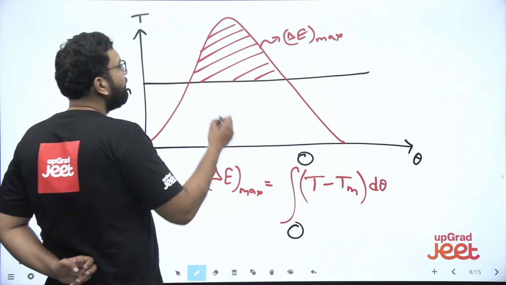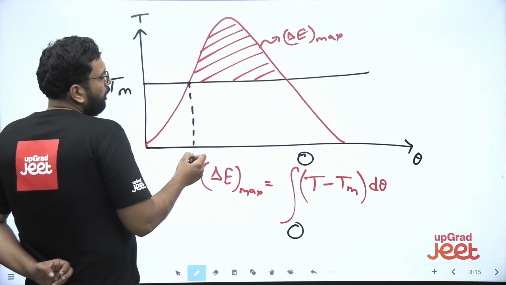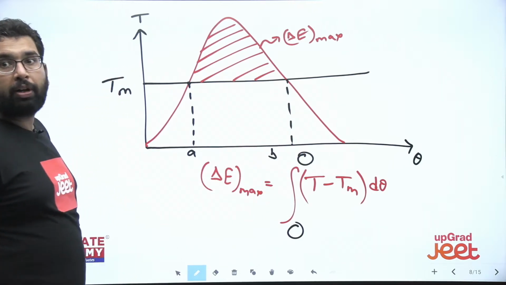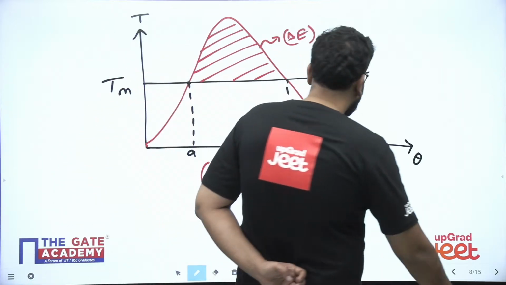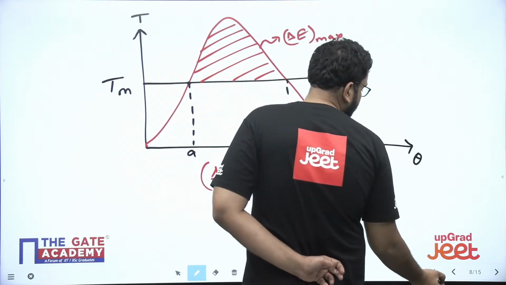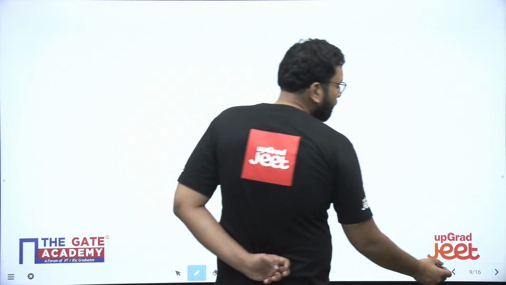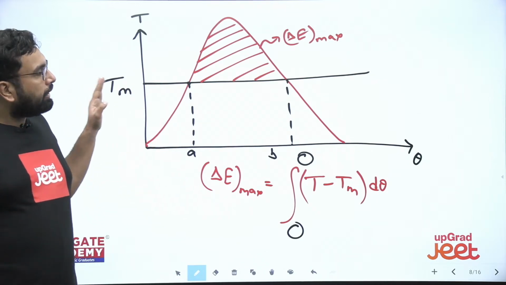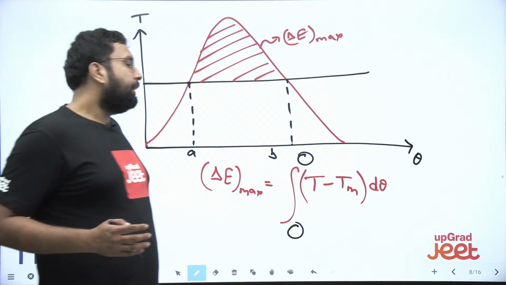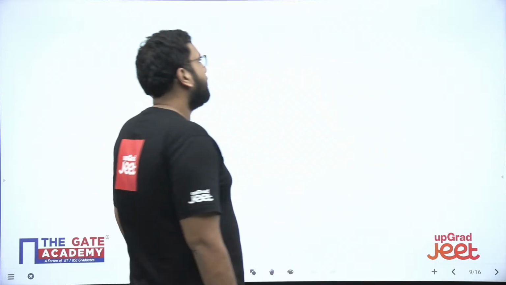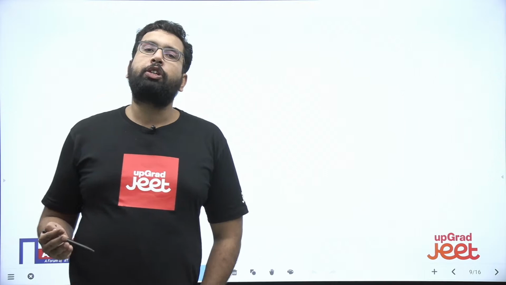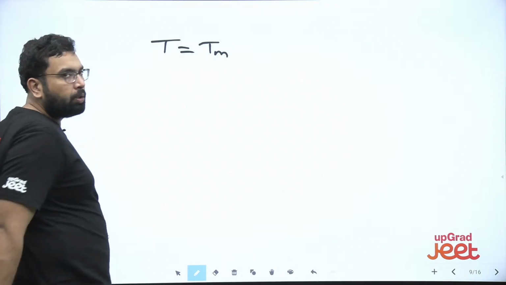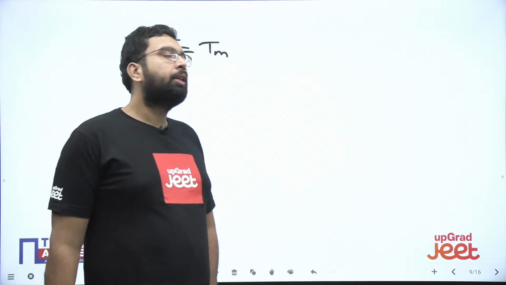Now for finding the limits, you want to find this A and you want to find this B. Yes or no? This is what we want to find. Yes, Prasant. Okay, so we want to find this A and B. These A and B are the points at which this curve is intersecting the T mean line. At what point two curves intersect each other, to find that we need to equate their equations. So basically we need to equate this. Yes or no?